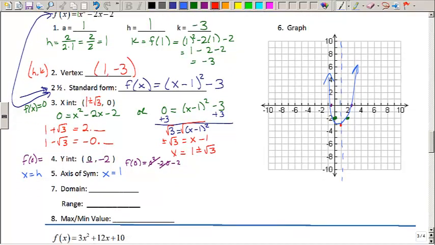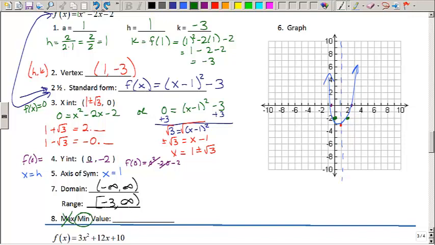Next, my domain is always all reals. My range, because the arrows are pointing up, I have a low point, and my low point has a y value at negative 3, comma, how high can you go? Well, up forever. Because I have a low point, that tells me that I have a min. So I have a min value.